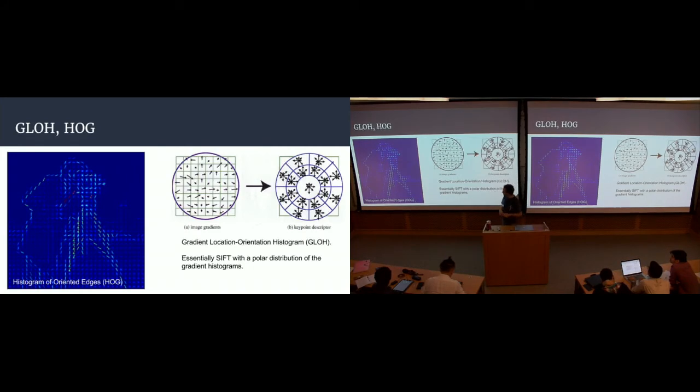Similarly, there were other things like the GLOH, the Gradient Location Orientation Histogram. Not a very good name, but it's very similar to SIFT. Instead of going in a rectangular 4x4 grid, they were looking at the polar distribution of the histograms across the patch. It is harder to compute.